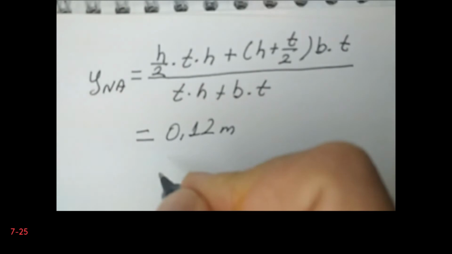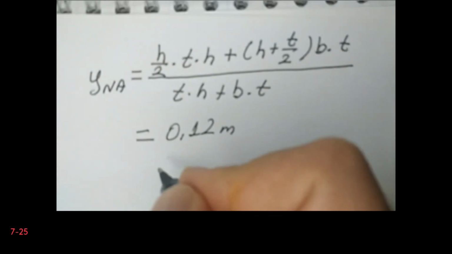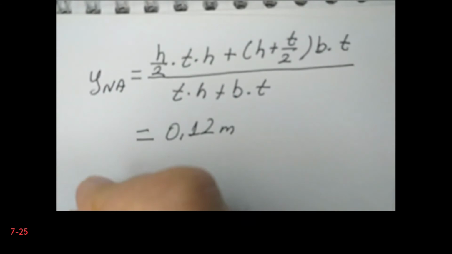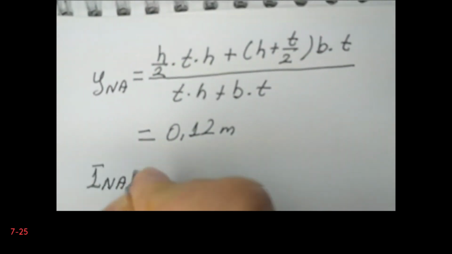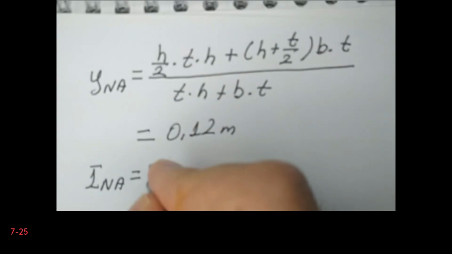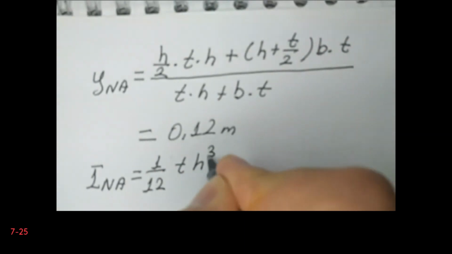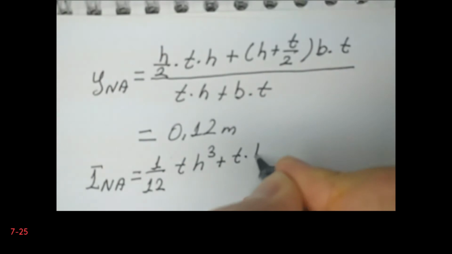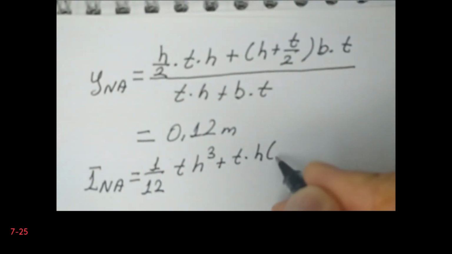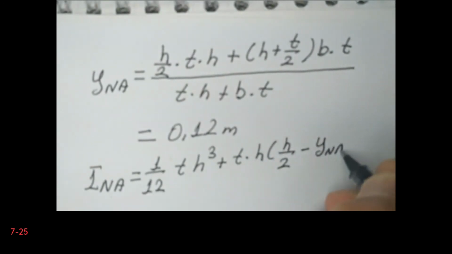Now we need to calculate the bending moment of inertia with respect to the neutral axis. This will be the second step. First, I will write the bending moment of inertia of the vertical part, so the web: 1/12 t multiplied by h cube plus t multiplied by h. Now we will shift this to the neutral axis. So t multiplied by h, area multiplied by the distance between the centroids. So this is h divided by 2 minus y NA, squared.